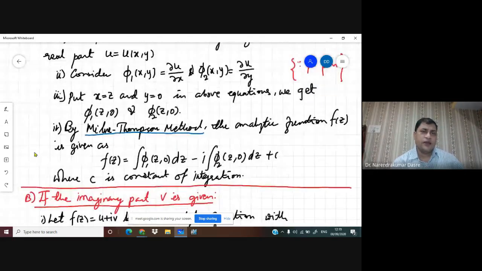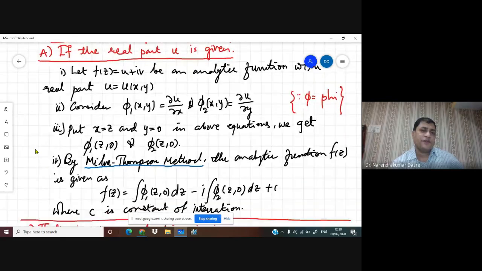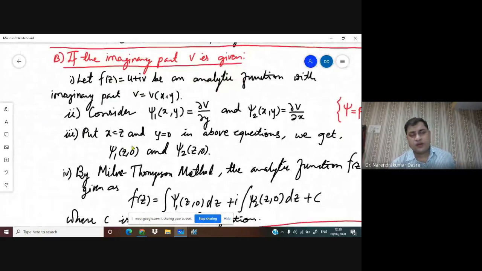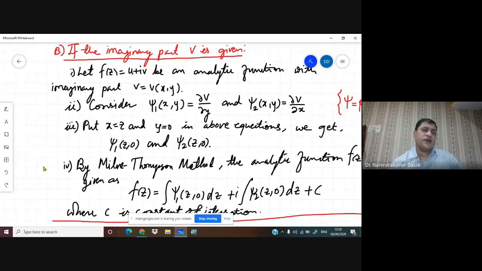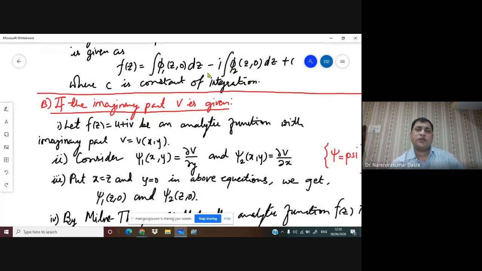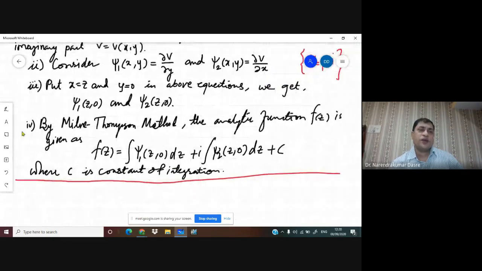You can see the steps are very similar. You have to be careful in the second step and in the fourth step. The third step is the same, where we replace x by z and y by 0. This is the signature step of the Milne-Thomson method. After that, if it is a real part, then we have a minus sign between these two integrals, and if it is an imaginary part, then we have a plus sign. So we have to be careful.